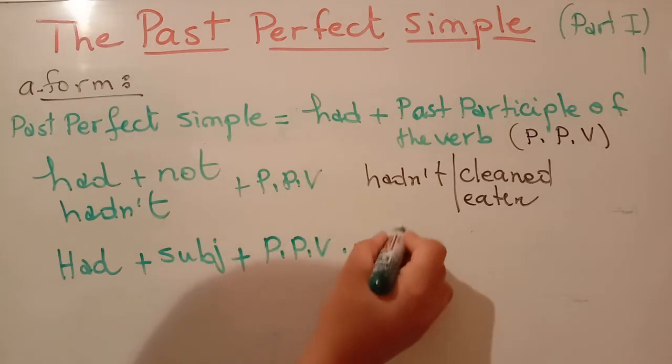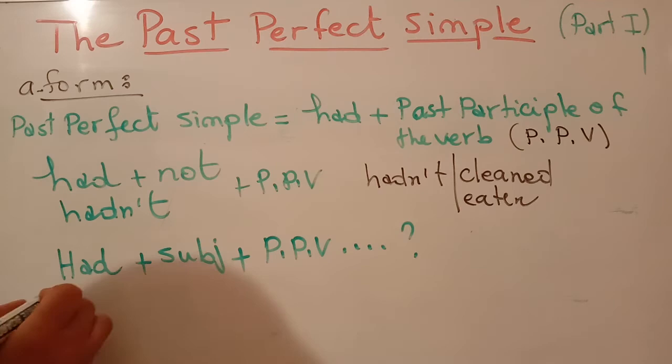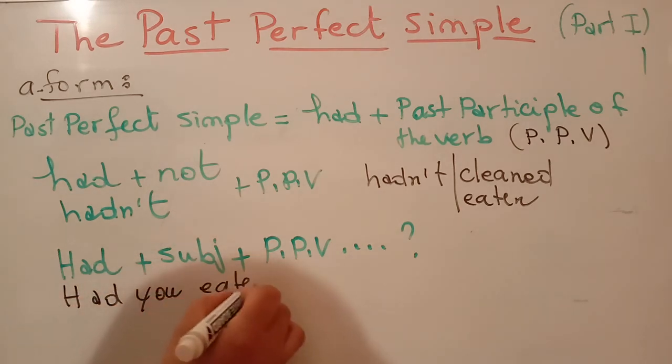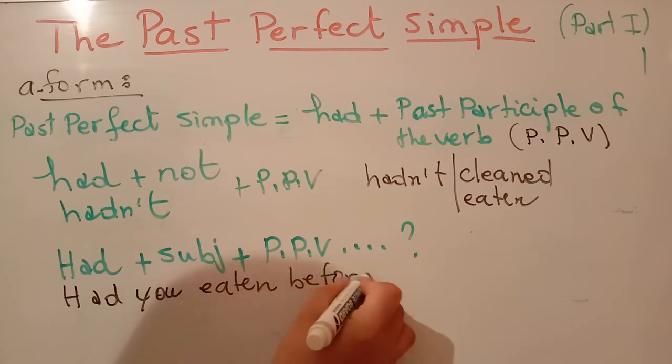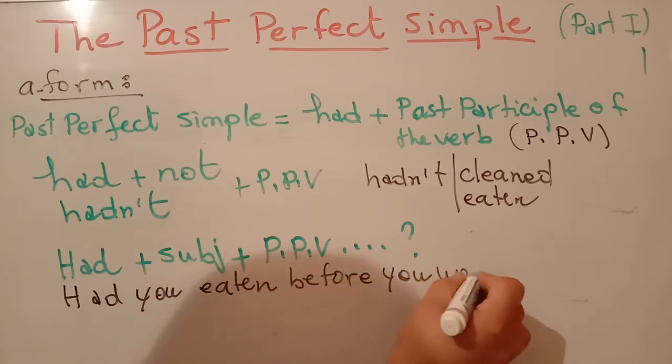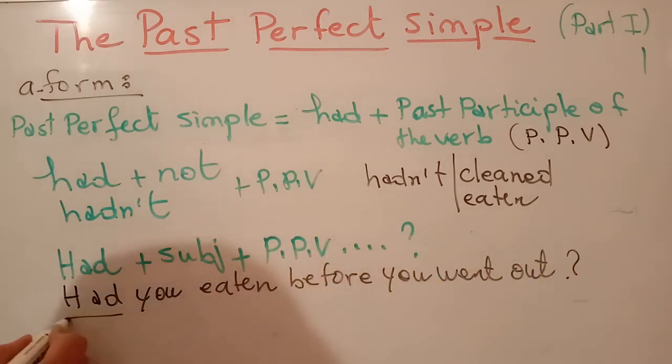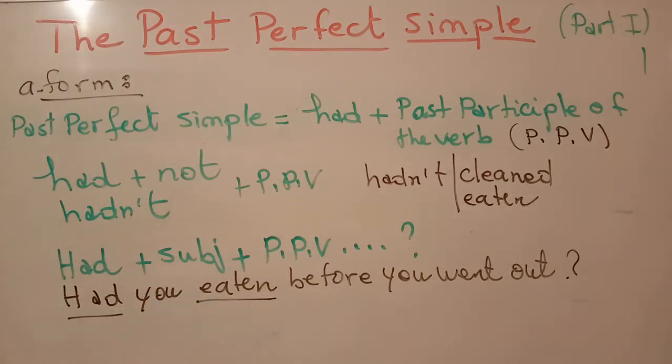For example, had you eaten before you went out? Okay? So had plus subject plus past participle of the verb. Here you have past participle of the verb eat, which is eaten. Okay? So this is concerning the form. So let's move to the use.